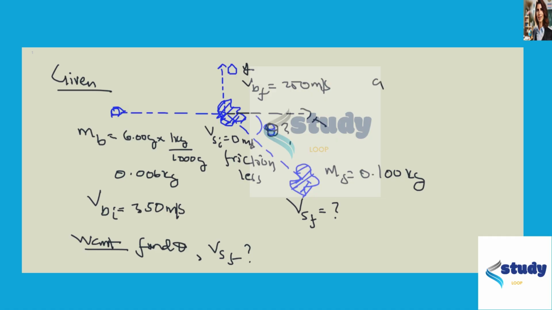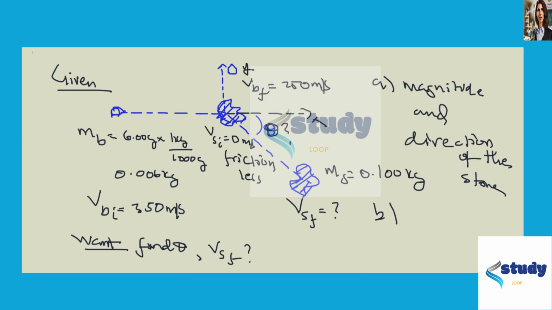And so in part A, we want to find the magnitude and direction of the stone. And then in part B, we want to find if the collision is perfectly elastic. So, this is all the information we're given.